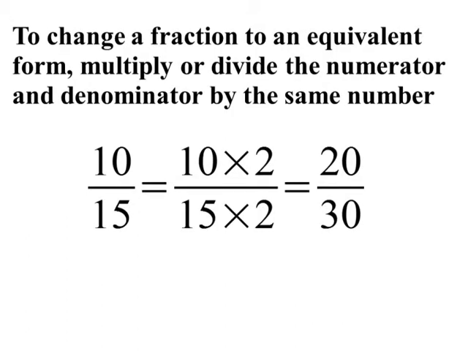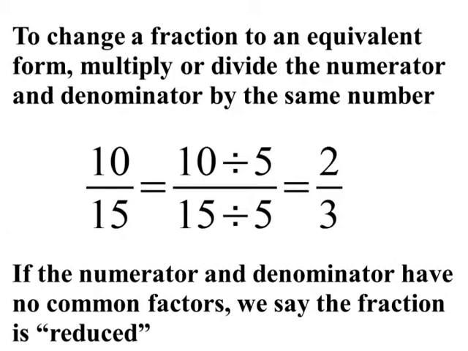Before we move on to addition and subtraction, we have one more concept to cover: equivalent fractions. Equivalent fractions have different forms, but the same value. You get equivalent fractions by multiplying or dividing the numerator and the denominator by the same number. For example, if we took 10 over 15 and we multiplied the top and bottom by 2, we'd get 20 over 30. That fraction is equivalent to 10 over 15. Or we could take the same fraction, 10 over 15, and divide the numerator and the denominator by 5, giving us 2 over 3. When we do this and get the numerator and denominator as small as possible, we say that the fraction has been reduced or is in reduced form.